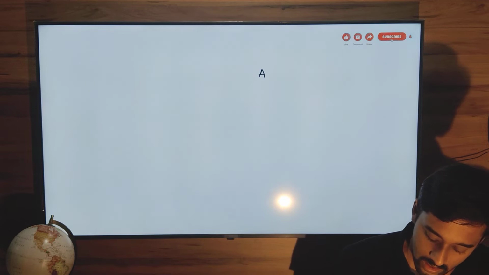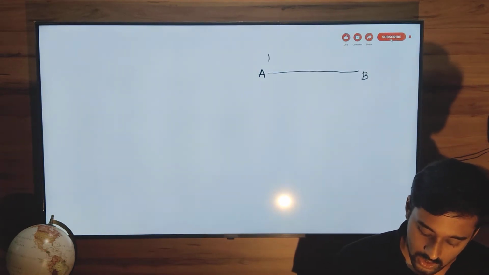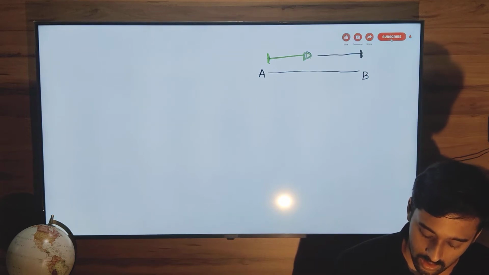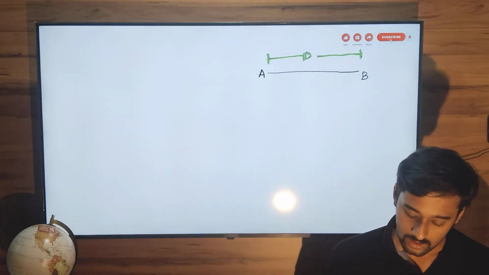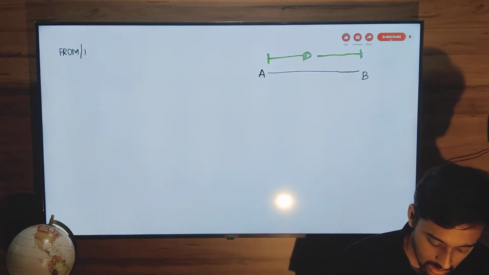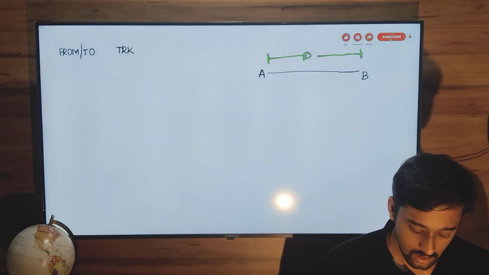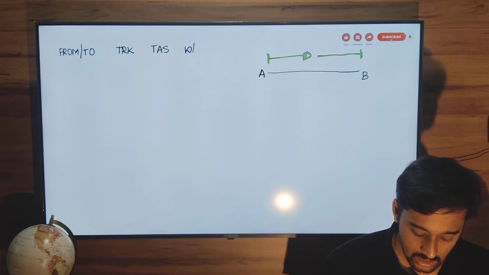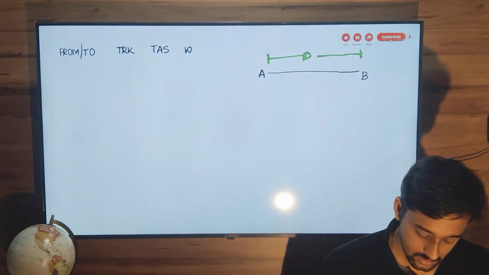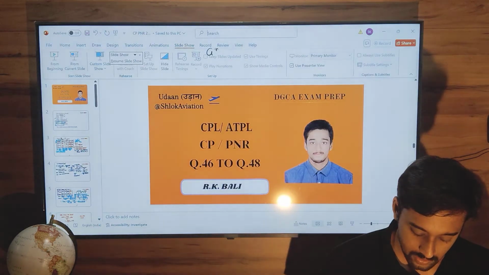Okay, so let's go step by step. We have point A, we have point B. So this total distance is D. So now you have to calculate this total distance D. Okay, so we will find that out. Before that, let's draw the table: from, to, track, wind, and ground speed.